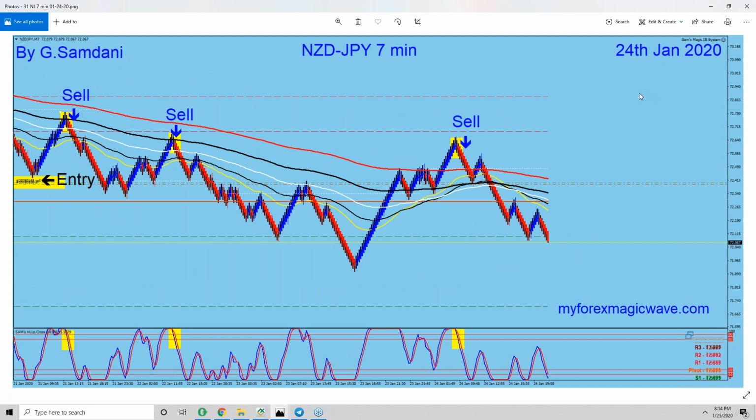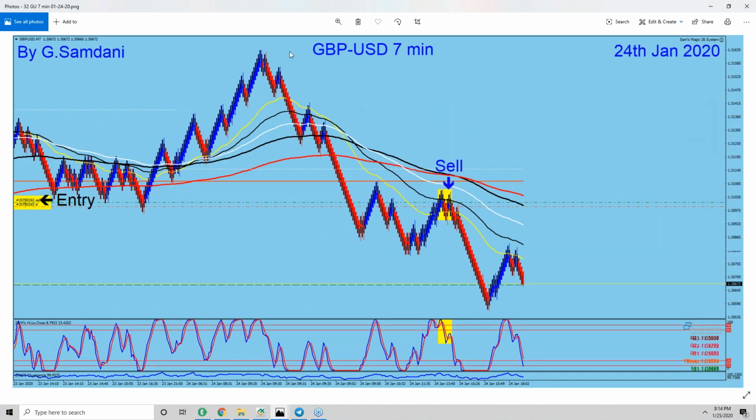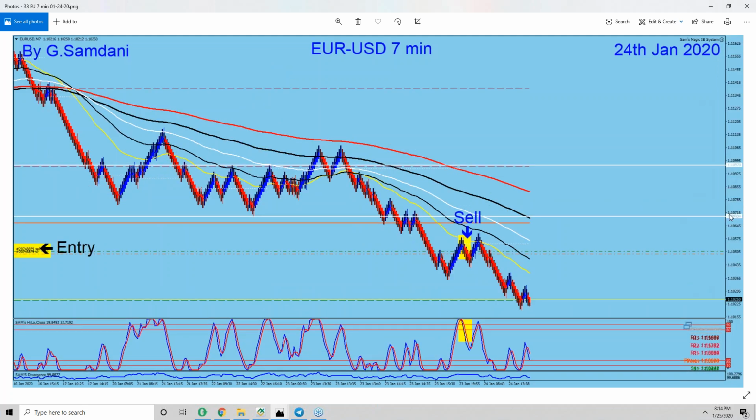Yes. And then on the 22nd, New Zealand Yen again. There was 1, 2, 3, and this is the fourth entry. And Pound USD, very, very nice setup here. And after the news, it was going up, but the news came out, and all pound pairs started dropping. This is the one, and the Pound Yen I was just able to take.